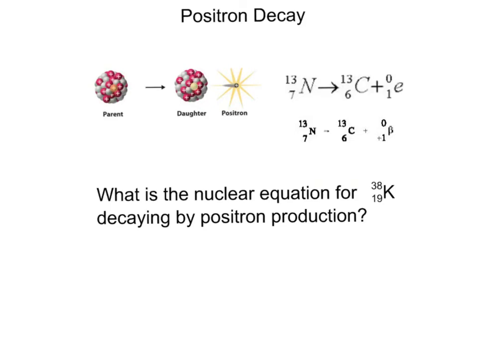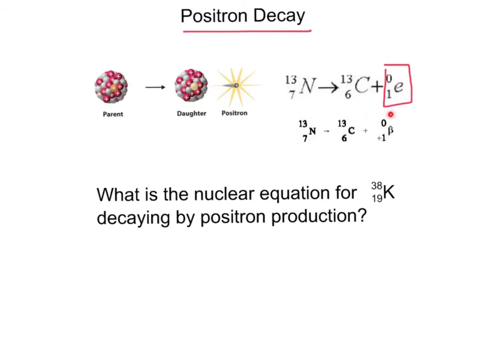Now let's take a look at positron decay. A positron, we should look at what that is first, is essentially the same as an electron, but with an opposite charge. It has 0 mass, it's very tiny, and it has a charge of +1. Oftentimes the plus is omitted, you'll just see a 1, but it's a +1 charge. That's called a positron particle.